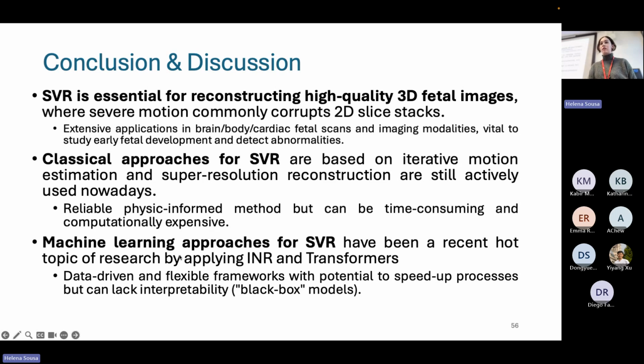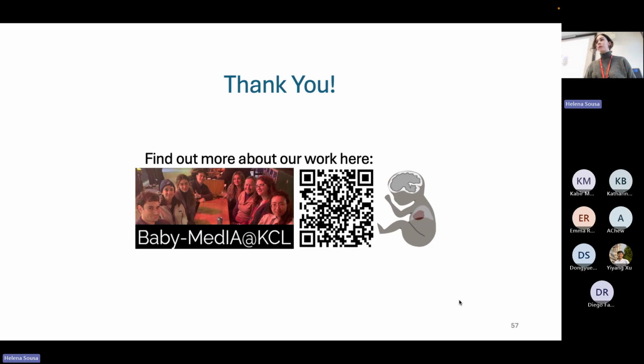Machine learning, however, has recently shown approaches to try and do SVR, and it's still quite a hot topic in research, especially by applying these implicit neural representations and transformers. Even though they can be quite data-driven and flexible frameworks with great potential to speed up these processes, they can still sometimes lack interpretability. So thank you, everyone.